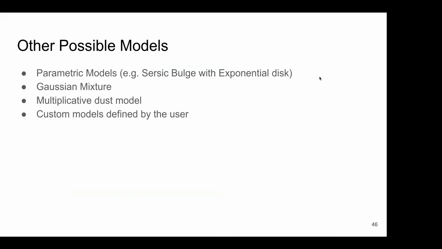And we can have other possible models, right? We could implement a parametric model. We could implement a Gaussian mixture model, or a multiplicative dust model, or other custom models by the user, because each source doesn't necessarily have to have the same model. And so it may be that we can develop some clever heuristics to decide which different types of models to use for different types of sources, and what measurements we plan on making.